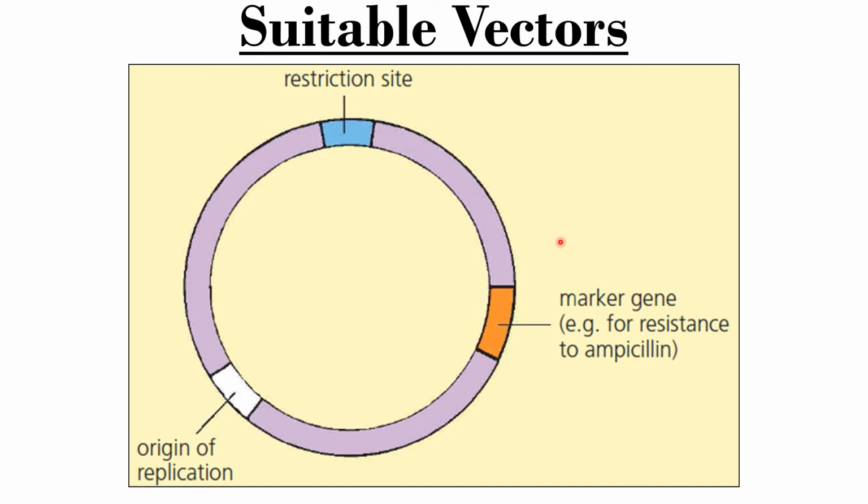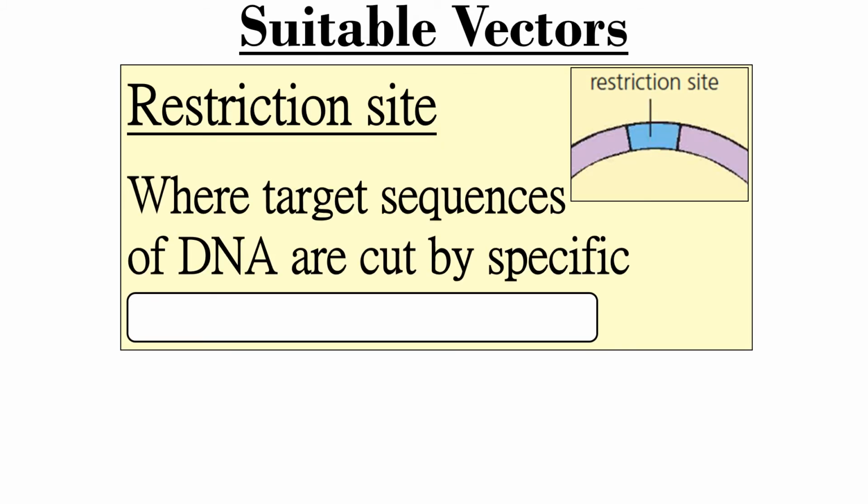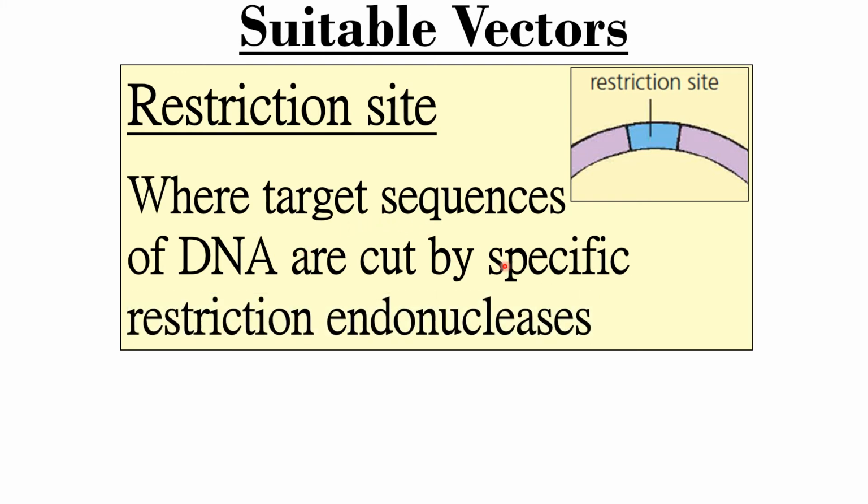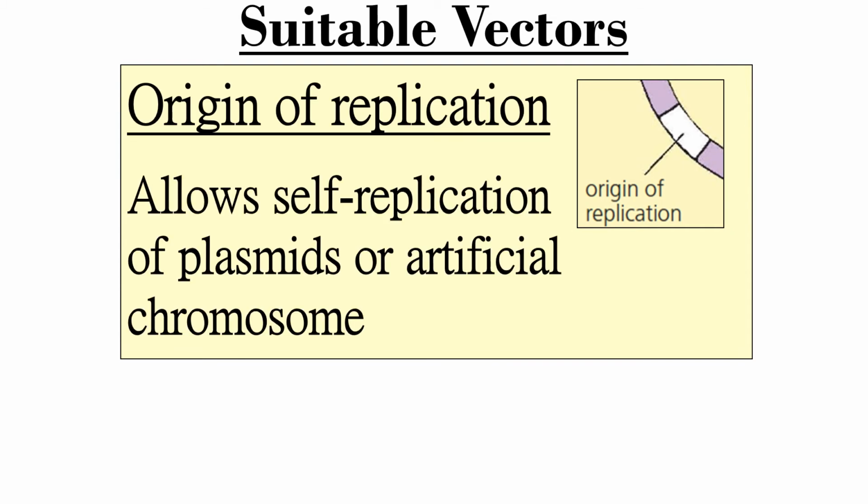The marker gene, for example, could make it resistant to ampicillin, which is an antibiotic. Remember, antibiotics kill bacteria. So restriction site, we've mentioned that before. That is where target sequences of DNA are cut by specific restriction endonucleases, so you need to have that. Secondly, we have an origin of replication, and that allows the plasmid or artificial chromosome to self-replicate, to copy itself.